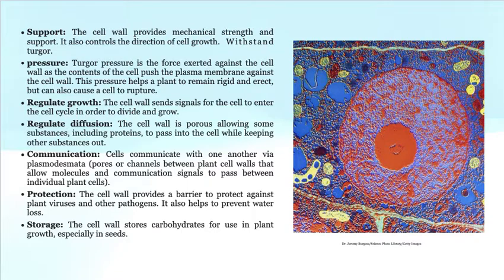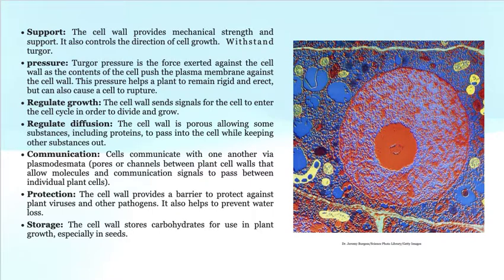It's porous, allowing some substances, including proteins, to pass into a cell while keeping other substances out. Communication: cellular communication is essential. The cell wall helps cells communicate with one another via plasmodesmata. Plasmodesmata are pores or channels between plant cell walls that allow molecules and communication signals to pass between individual plant cells. Protection: the cell wall provides a barrier to protect against plants, viruses, and other pathogens.